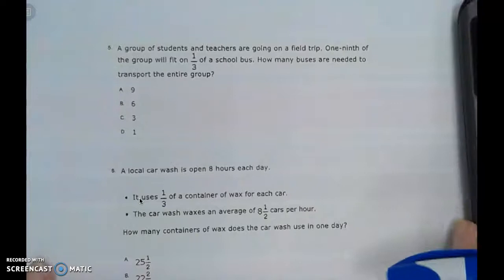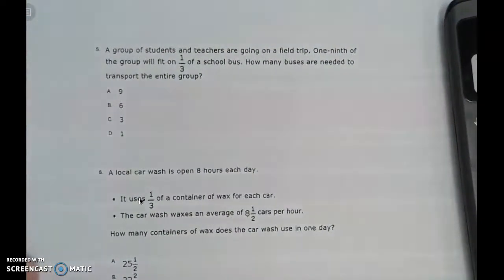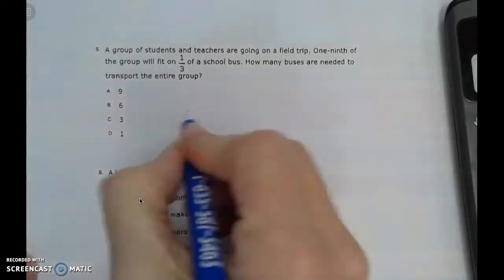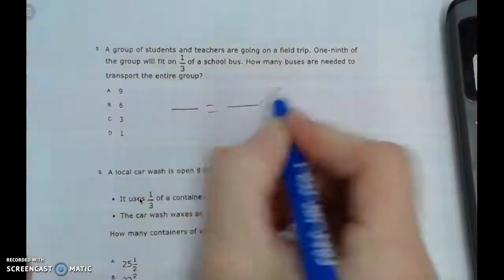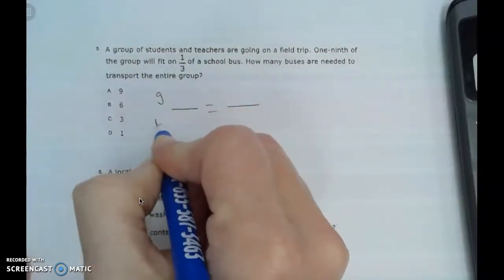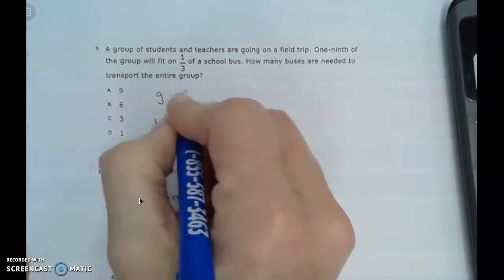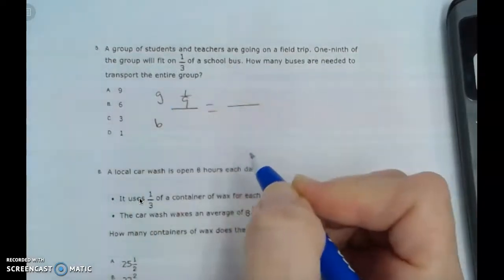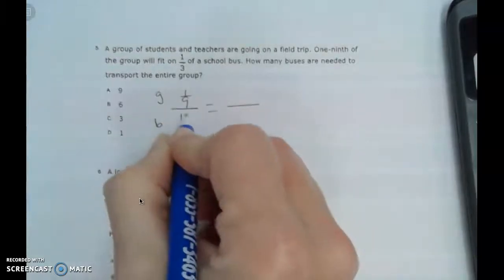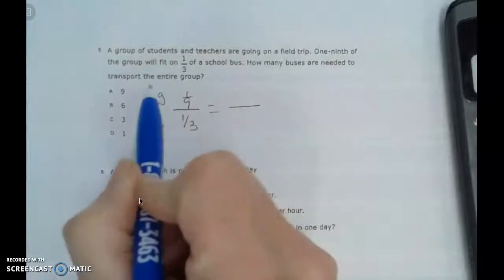So we got a group of students and teachers going on a field trip. 1/9 of the group will fit on 1/3 of a bus. And we want to know how much for the entire group. So we're talking about the group, and we're talking about buses. So it says 1/9 of the group. So the group would be 1/9. It says will fit on 1/3 of a bus. And the question is, how much is needed to transport the entire group?